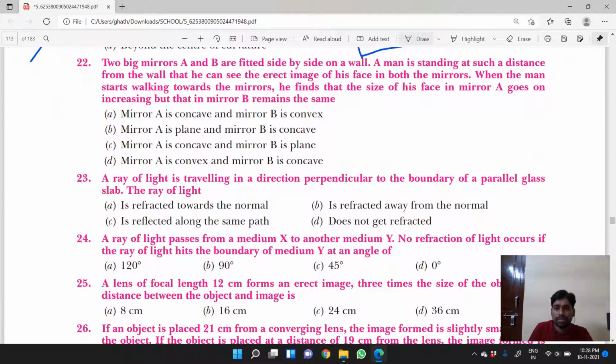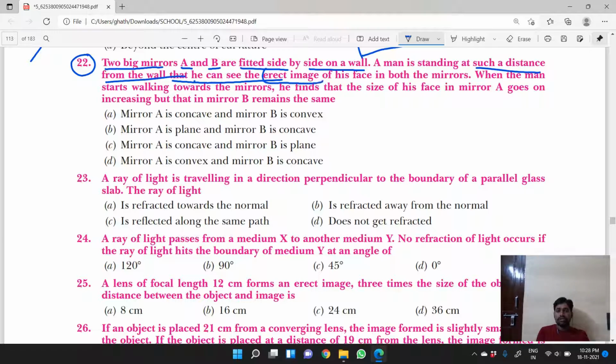See the 22nd question. This question is also very easy. Don't be afraid by seeing the number of lines in the question. If you read it, you will get a proper idea. Two big mirrors A and B are fixed side by side on a wall. A man is standing at such a distance from the wall that he can see an erect image, and erect means virtual, my dear friends, of his face in both mirrors. When the man starts walking towards the mirrors, he finds that the size of his face in mirror A is increasing, and in B it remains the same.